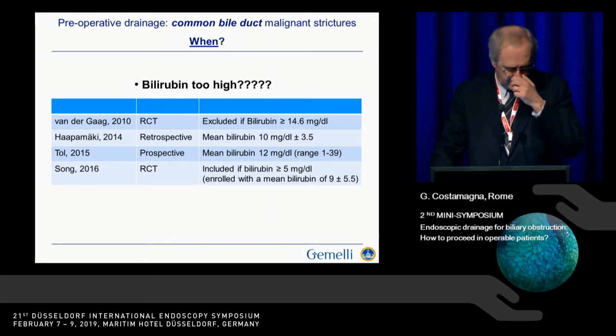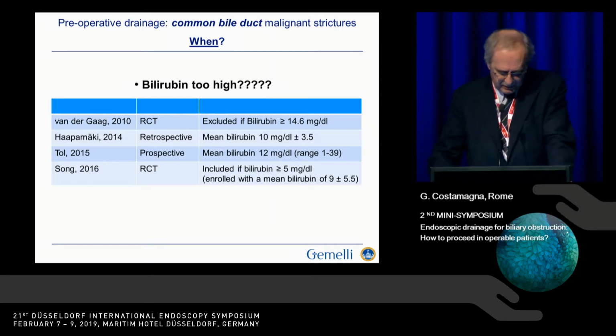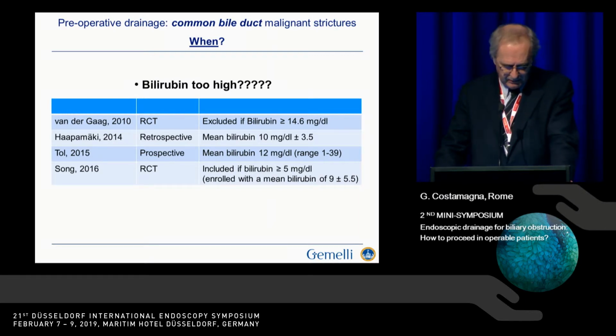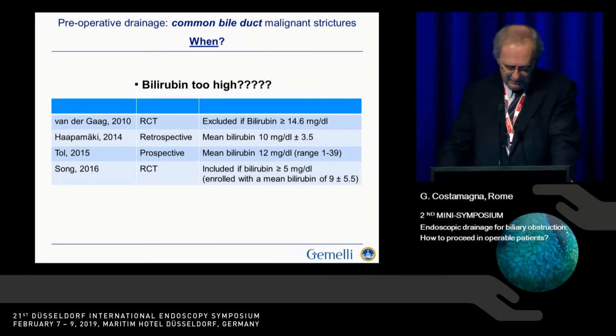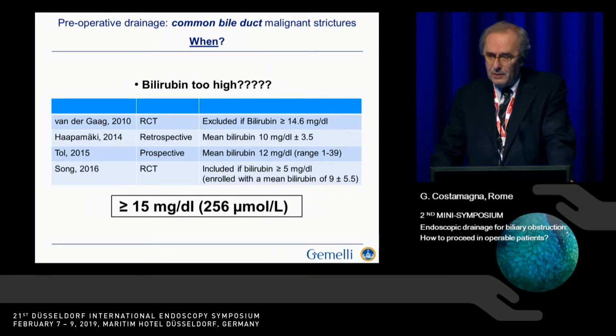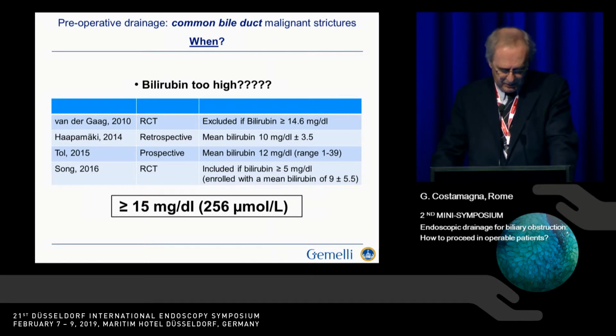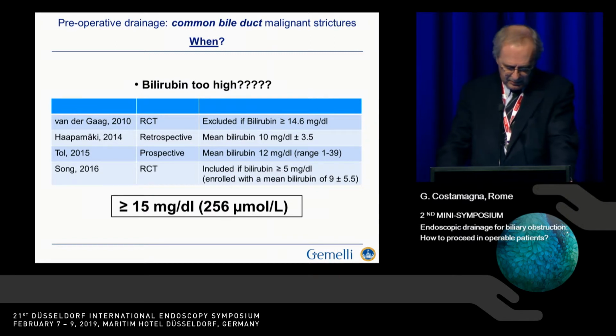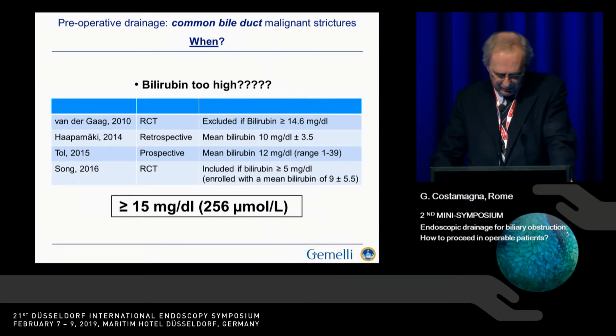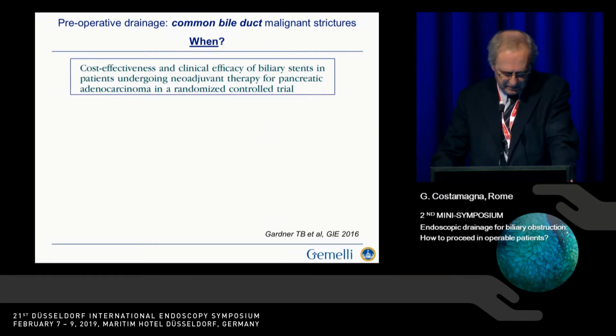If you look at the literature, there are different thresholds where the bilirubin has been considered too high, for instance, to include in the randomized control trial of the Netherlands. It was more than 15 milligrams, but other studies report 10 milligrams, 12 milligrams, or even less, 5 milligrams. But let's say that today we consider a deep jaundice when the bilirubin is around 15 or more than 15 milligrams per deciliter or 256 micromoles per liter.